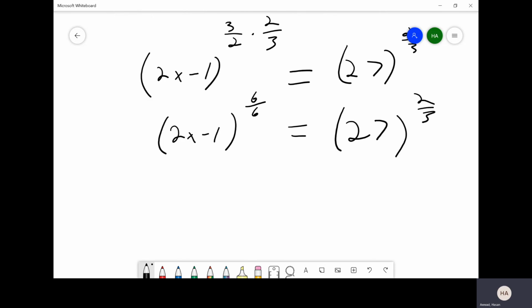left-hand side. And again, 2x minus 1 to the 6 over 6 is just 2x minus 1. So 2x minus 1, right? These are going to cancel out. Oops, that was supposed to be red. Sorry about that. Those are going to cancel out and just leave us with a 1. So 2x minus 1 to the first power is just 2x minus 1. Okay, great. And now we can go ahead and simplify our 27 to the 2/3.